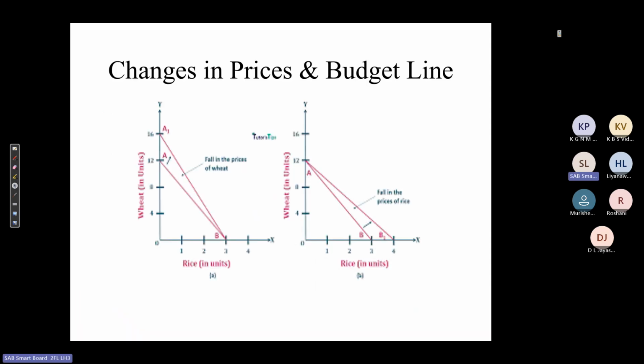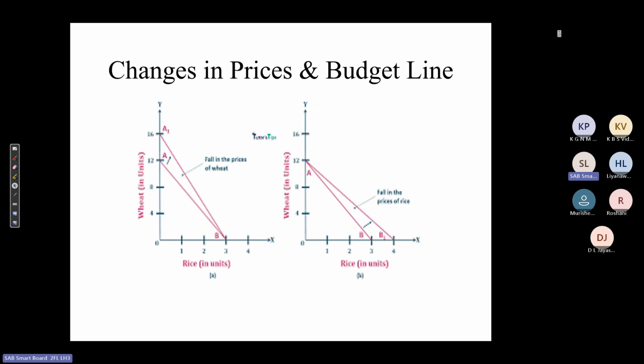Now, change in prices. Here we see the rotations. Here it rotates from the x-axis. Here it rotates from the y-axis. This is the pivotal point, and there's a rotation. It rotates to the left or right.